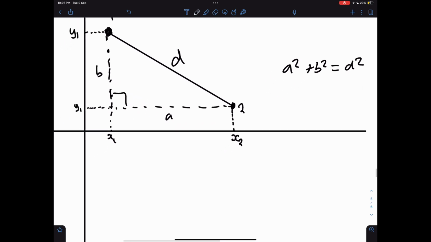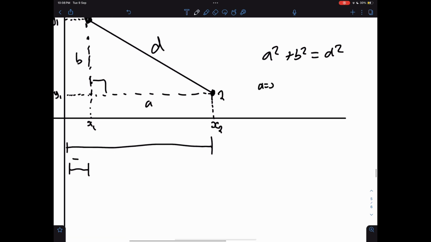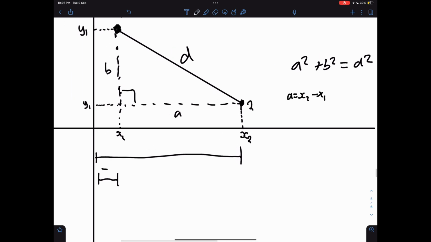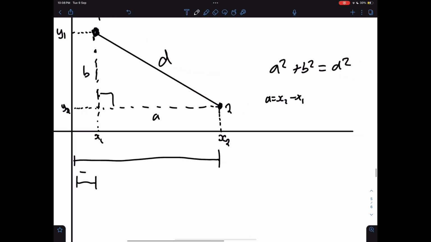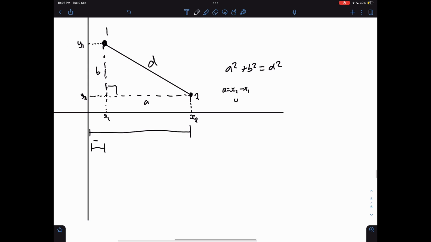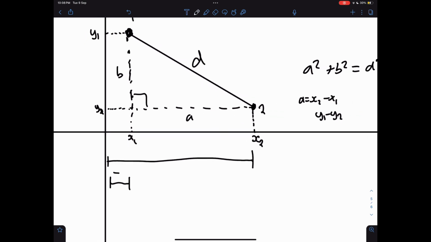Well, we can just take this distance minus that distance, right? And that would be x2 minus x1, right? Now B, we'll do the same thing. It'll be y1 minus y2. And I just want to first say, what if we did y2 minus y1? Well, what we would get is actually minus b, right? And because we square that, that gets rid of the negative.